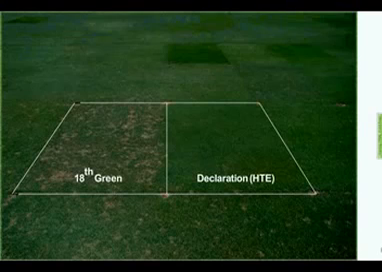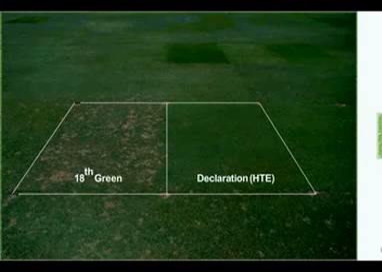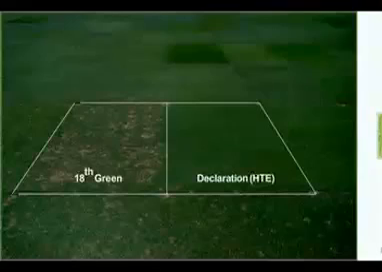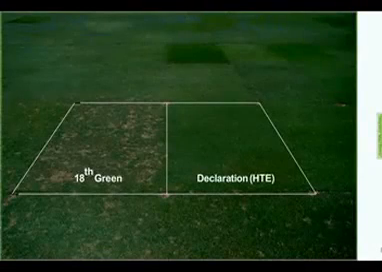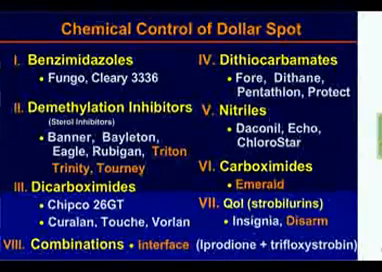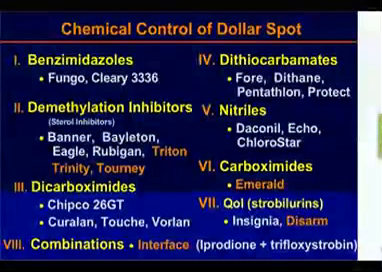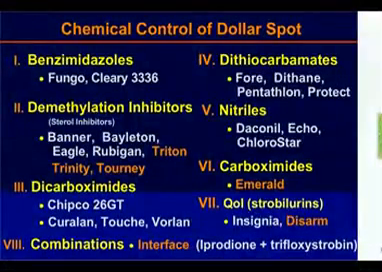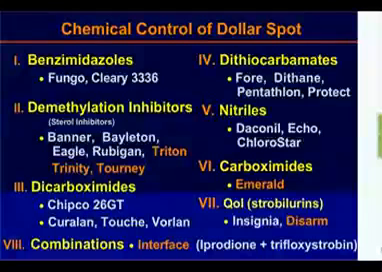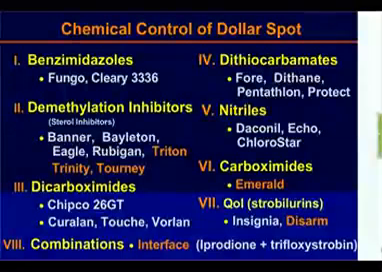Okay. If there aren't any other questions right now, I'll just give you a picture here that gives you an example of a new cultivar like Declaration compared to 18th Green. And surely you get dollar spot on Declaration. You just don't get as much. It takes longer to come in. And I think that's what everybody's looking for, is to just bring the disease down a notch so that the fungicides can work more effectively.